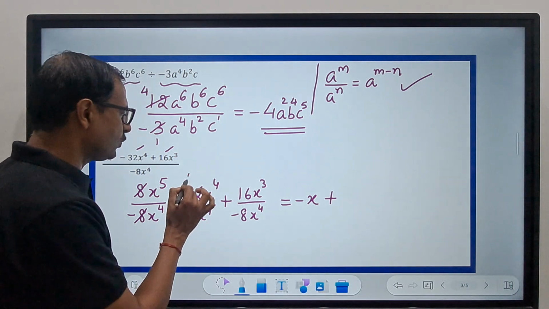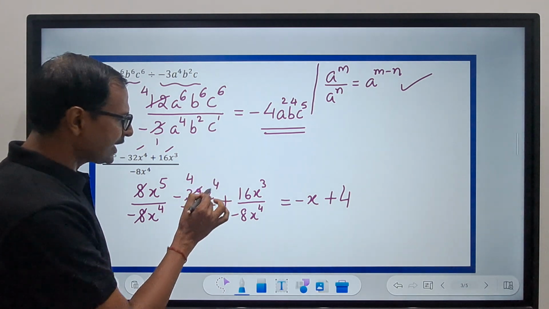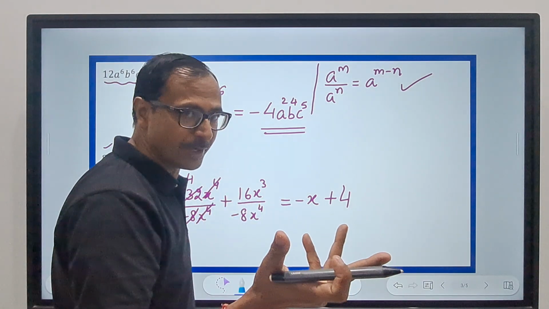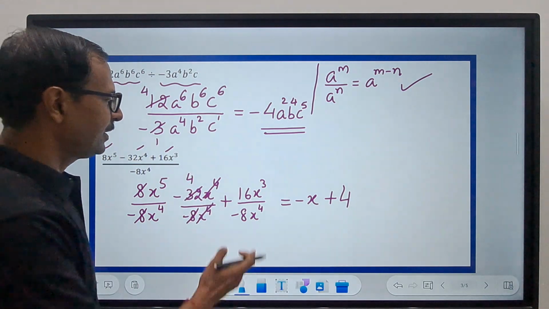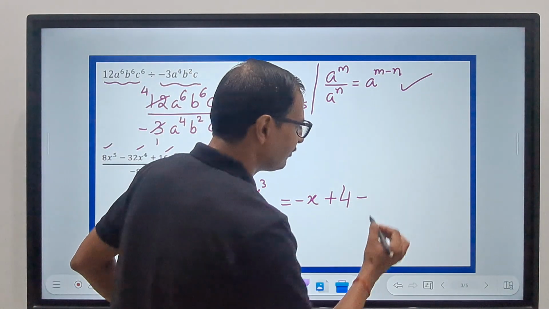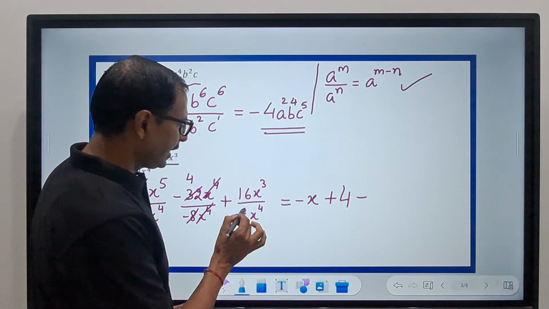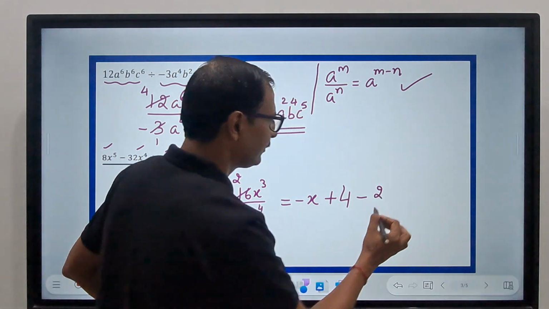8 cancels 32 4 times, so we have a 4 here. X power 4 and x power 4 is x power 0, so we don't need to write anything. X power 4 cancels out, so only 4. In this one, we have a plus and a minus, so 1 minus sign will give a minus sign. 8 cancels 16 2 times, so we have a 2 in the numerator.